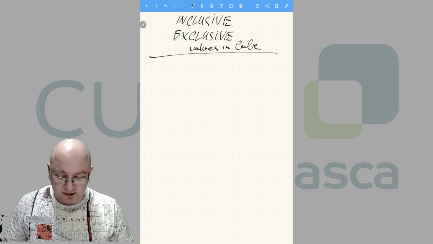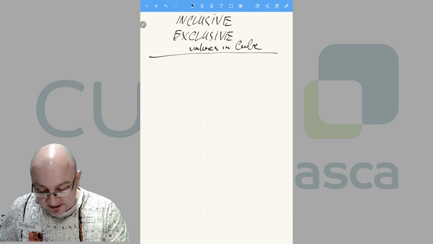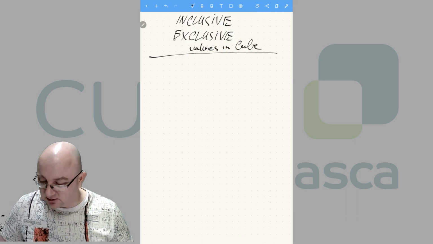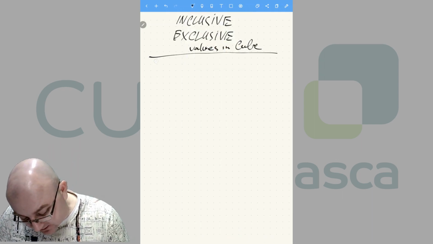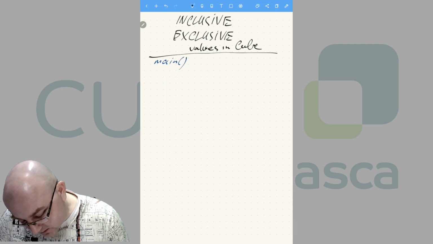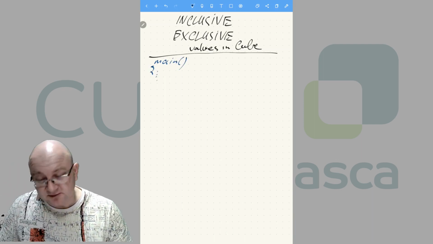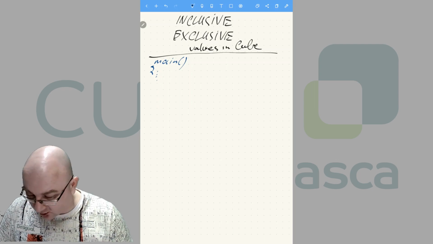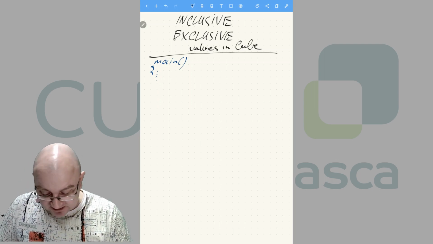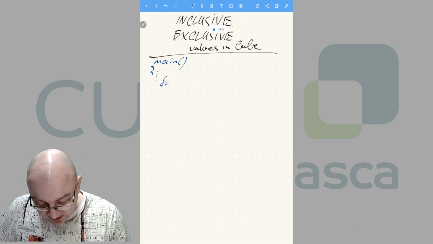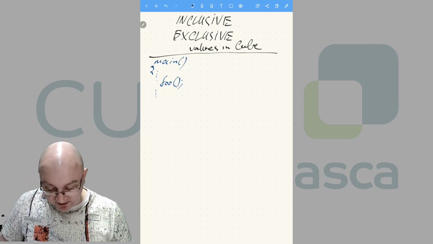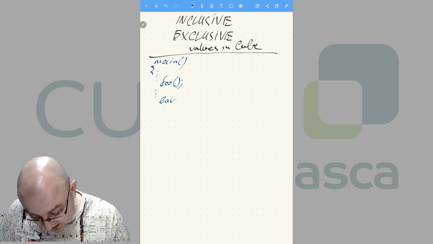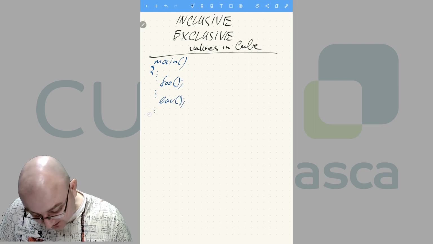Let's take a look at what it actually means, and we take a look at a naive example of code. Let's write it down. Let's see. We have main, for example. Main has a not instrumented part, and therefore that's not visible, but it's still there. And it calls, for example, foo. Again, there is some not instrumented part, and then it calls bar, and then finalization.